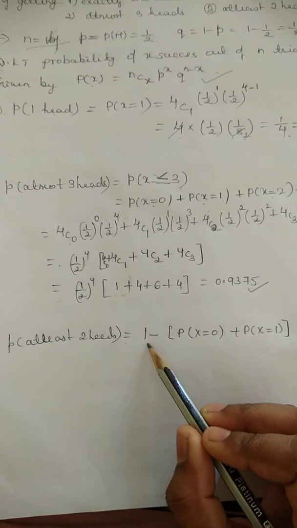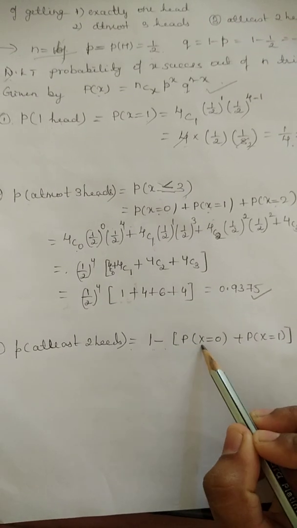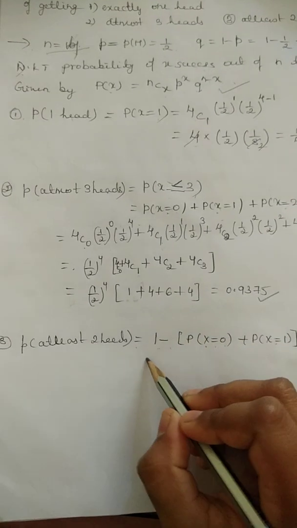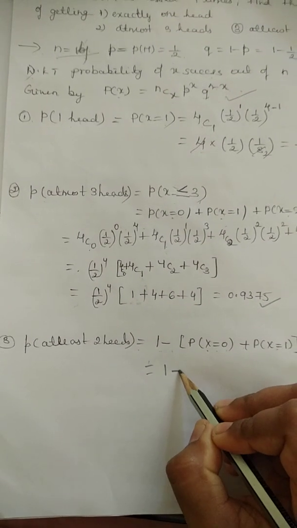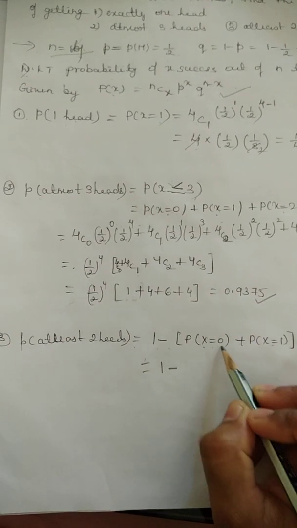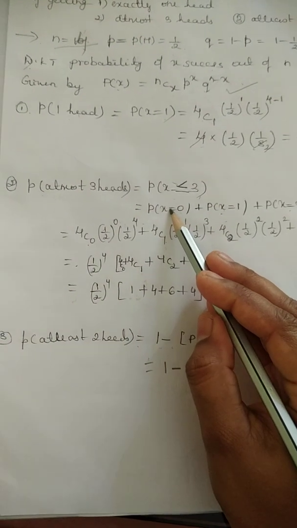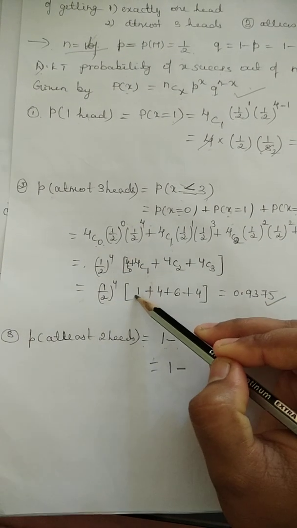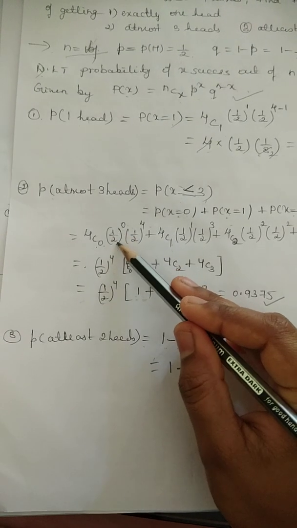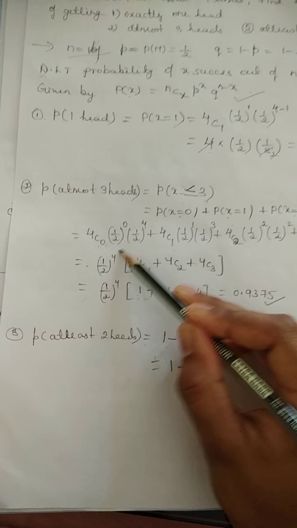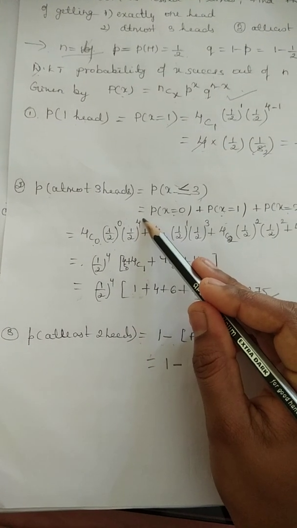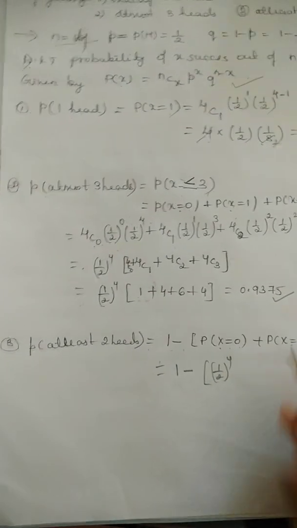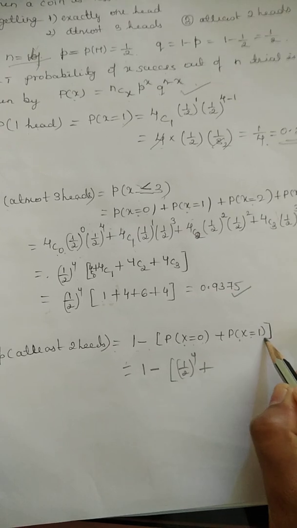Now similarly, at least 2 heads, or more than 2 heads. For that the formula is like this: 1 minus the probability of fewer than 2 heads, that is x equal to 0 plus x equal to 1. So that is equal to 1 minus, you can find x equal to 0. For x equal to 0, we get 4C0, whose value is 1. So 1 by 2 whole raised to 0 is 1, and 1 by 2 whole raised to 4, plus P of x equal to 1.